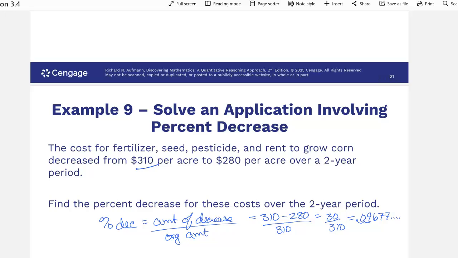So I'm going to turn it to a percent first, move it 2 places to the right. So I've got 9.677. And the question is, do I keep the 6 or do I move it up? And in this case, we're going to move it up because that next number is 5 or bigger. So our percent decrease there is about 9.7%.